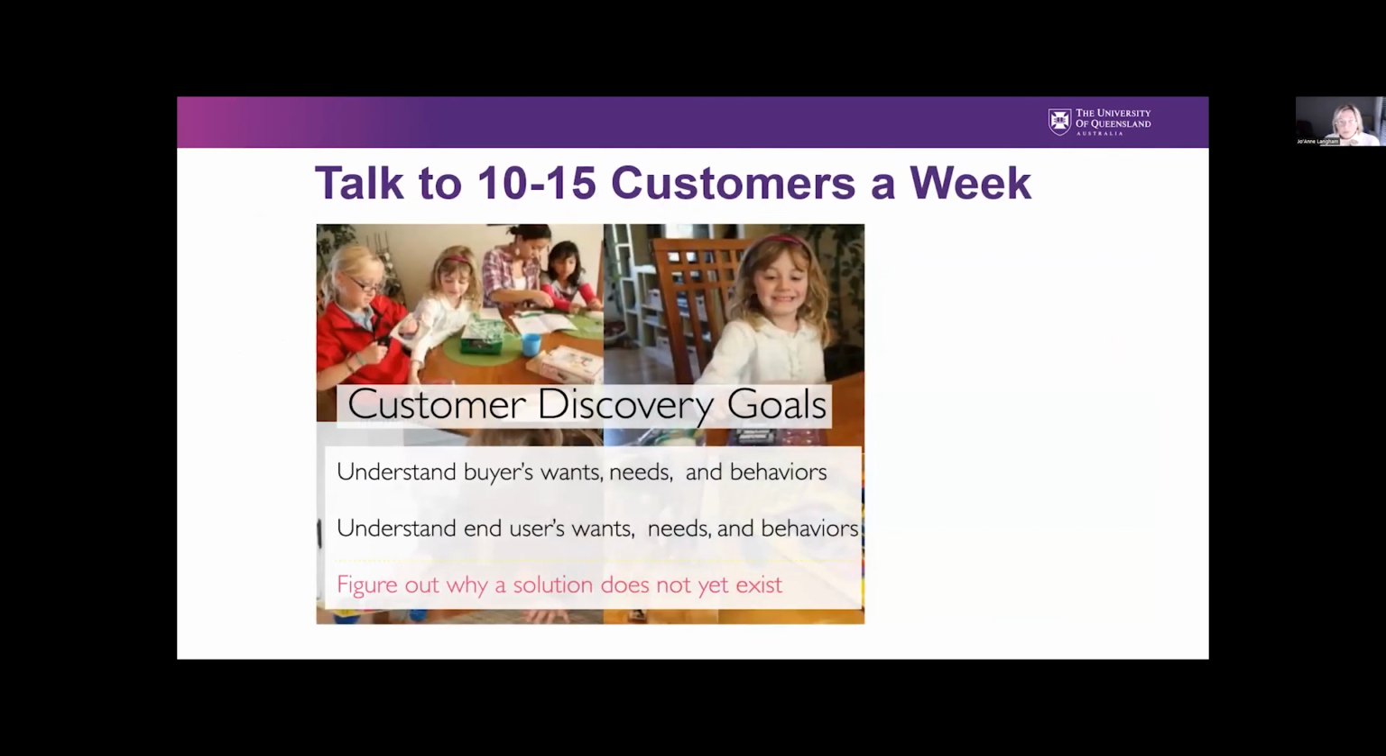So really important that you talk to 10 to 15 customers a week, understand your user or buyer, their wants, their needs, their behaviors, and figure out why a current solution to whatever the problem is doesn't already exist, because this might also be a determining factor in why anyone previously has failed, and you would certainly want to know about that.